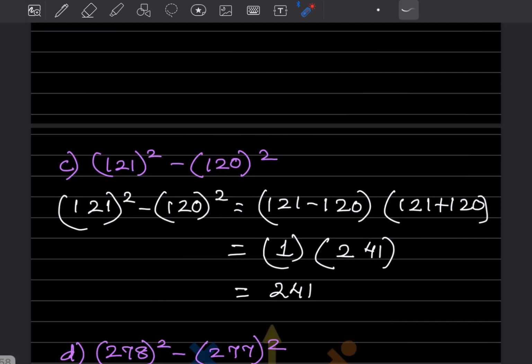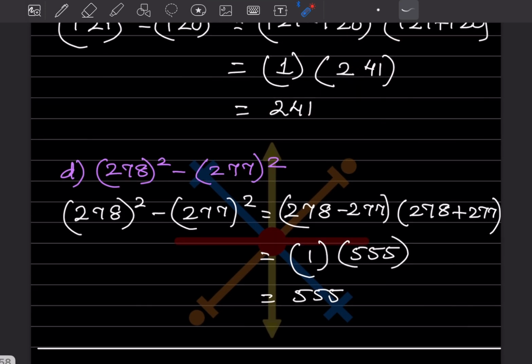Again here 121 square minus 120 square. Again we can write this as 121 minus 120 and 121 plus 120. So this is going to be 1 and this is going to be 241. So when you multiply, you get 241. Here again the same, 278 minus 277 and 278 plus 277. So this is going to be 1 and this is going to be 555. So the answer will be 555.